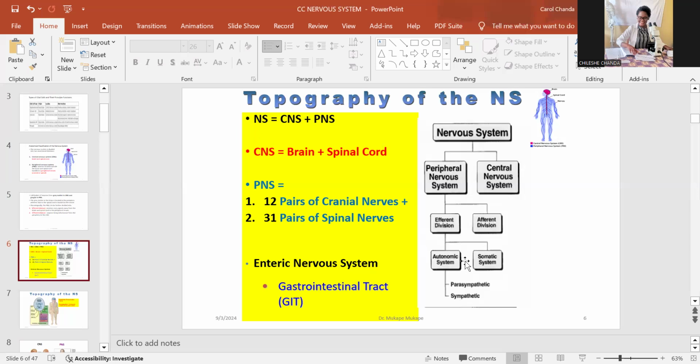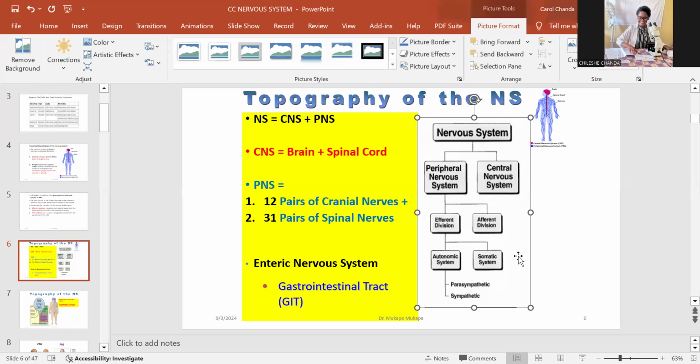And then we have the somatic system. The somatic system is the one that comes to your voluntary muscles, the muscles of your hands, the muscles of your legs, those muscles that you can tell to say, I want to stand up, and then they agree and you stand up, okay? As opposed to the autonomic system that innervates organs that are involuntary. For example, the intestines, whether they like it or not, they have to start churning the food. They have to start digesting the food, whether they like it or not.